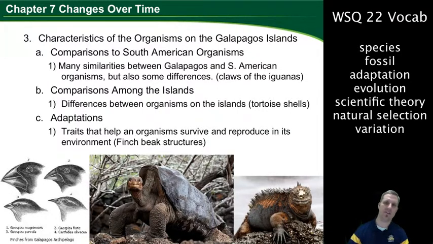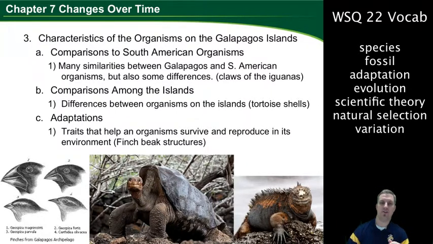And what he noticed is that there were some comparisons, that many of the organisms on the Galapagos Islands were similar to the South American organisms that he had seen when they had been traveling towards the Galapagos. But he also saw some differences. For example, the claws of iguanas were different shaped and different size on the Galapagos Islands than they were on the South American mainland. He saw differences even among the islands. There were differences between organisms on each of the islands that make up the Galapagos Island chain.